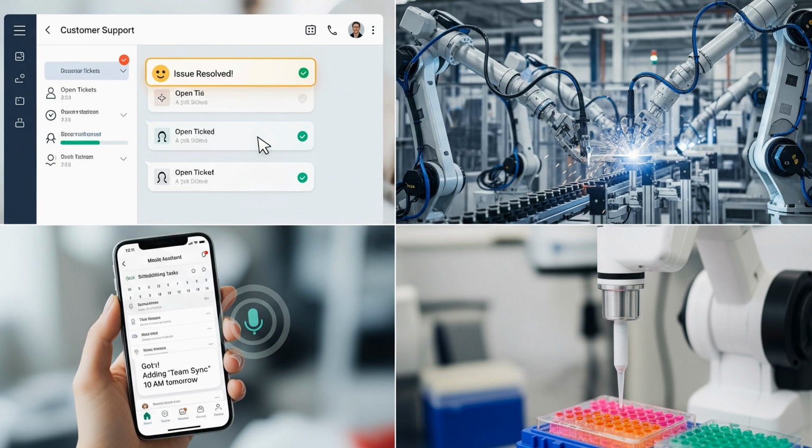Real-world uses include customer support agents that autonomously resolve tickets, industrial robots coordinating complex assembly, personal assistants that manage multi-step tasks, and research agents automating experiments. Each use case requires tailoring the safety and evaluation layers.